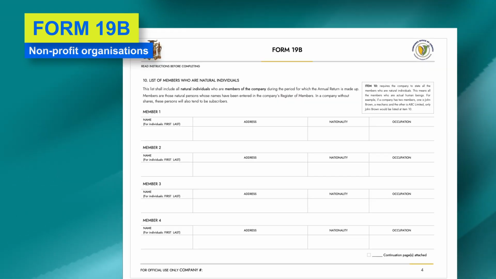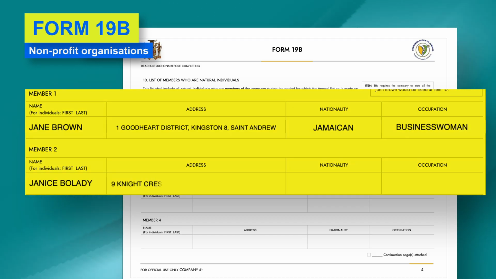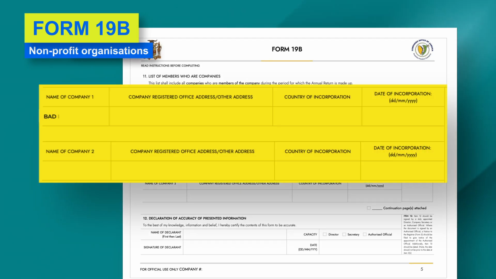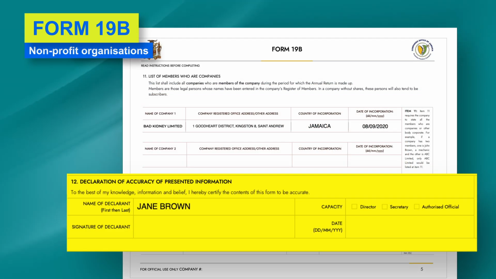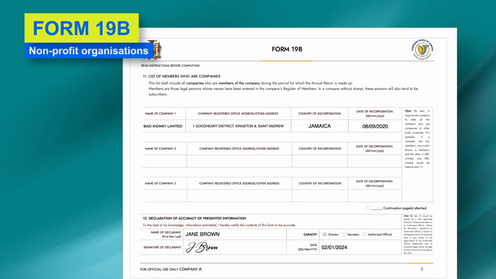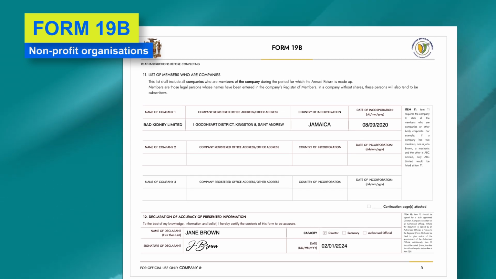For Item 10, please list all members that are individuals and provide all of their particulars. Item 11 should also include the particulars of all members that are companies. And Item 12 must be signed by an officer of your company stating the date, their name, and their capacity. This is to confirm the accuracy of the information included in the form.